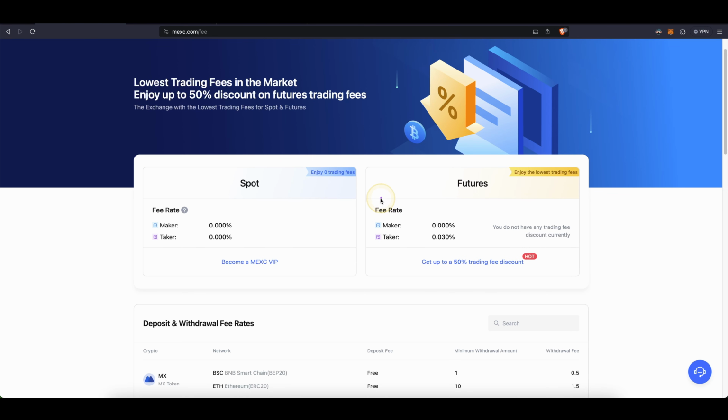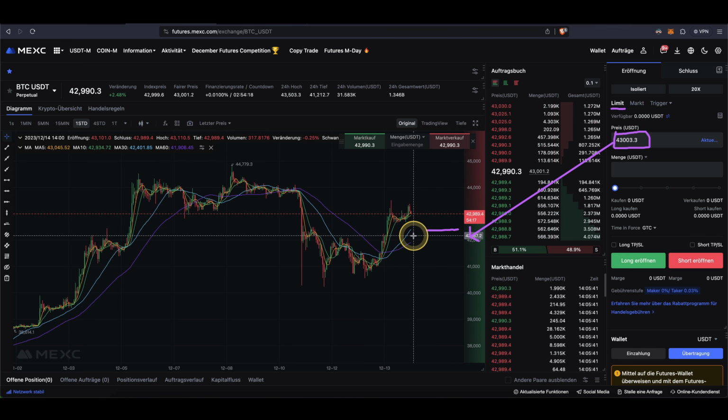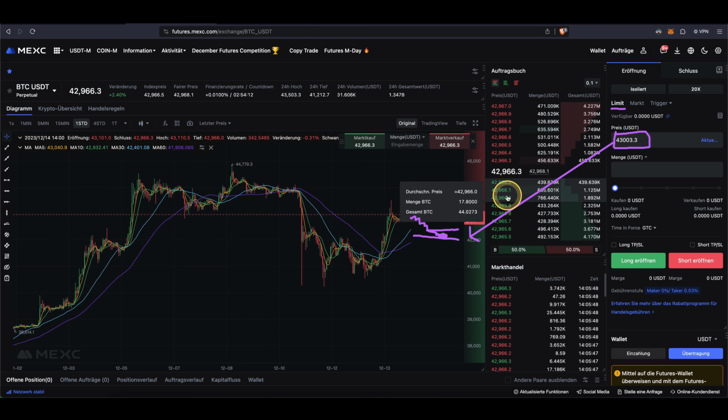First of all, we can see here the fee rates are incredibly low on MEXC. You will have a maker fee of incredibly 0.000%, so absolutely no fee for any maker fee. Maker always means if you're using a limit order. So if you set here a limit order, you can set a certain price. For example, if you want to open the position only at 42,000, the order will be executed only if the price goes down to that certain price, and then you will have an incredible maker fee of 0% fee.